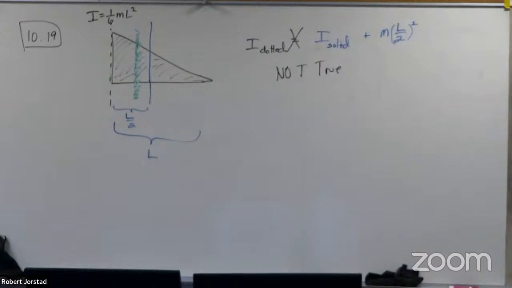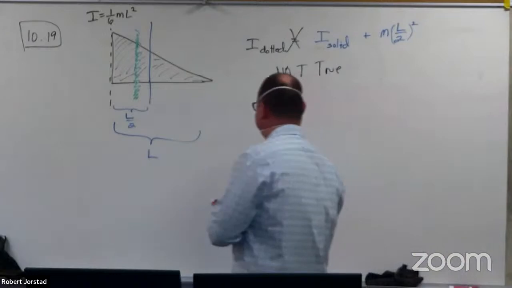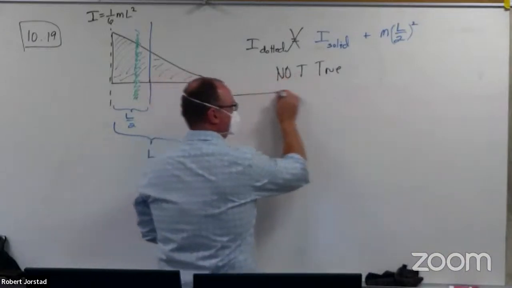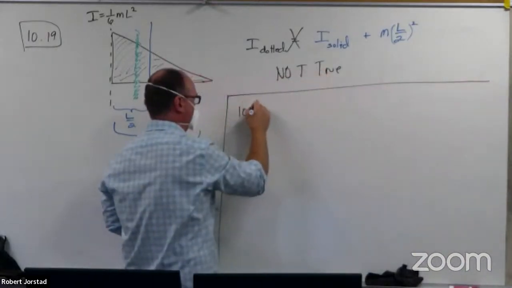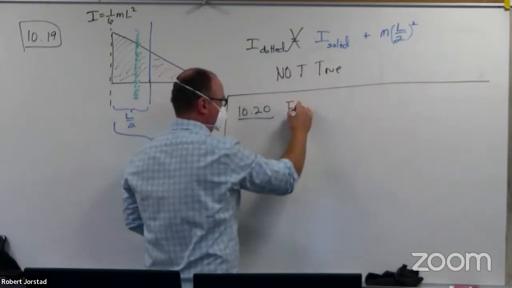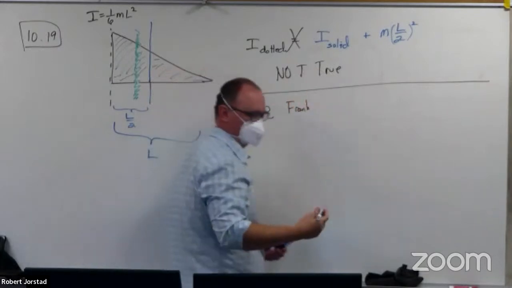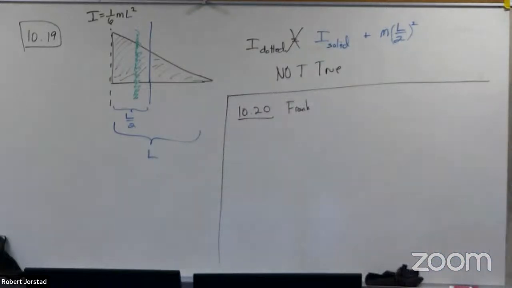Try 10.20. Frankenstein's here. We got Frankenstein. Why am I writing Frank? Frankenstein. Let's just call him Frank. Okay, we've got a disk.